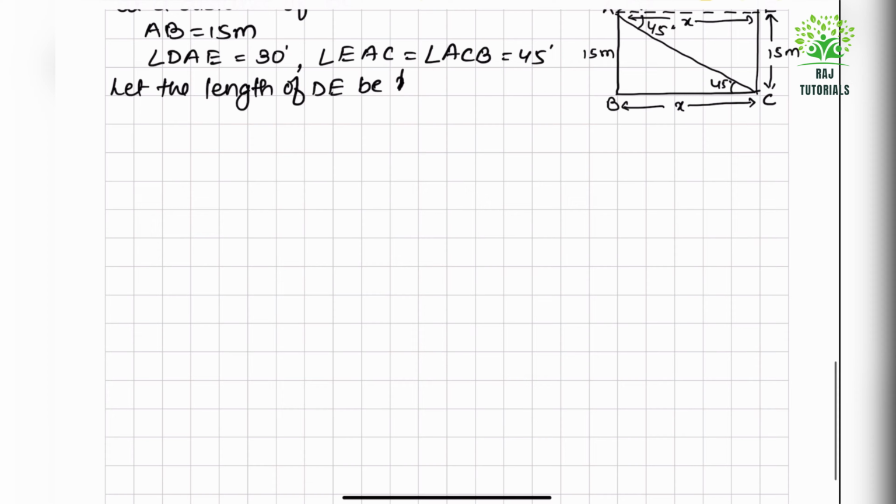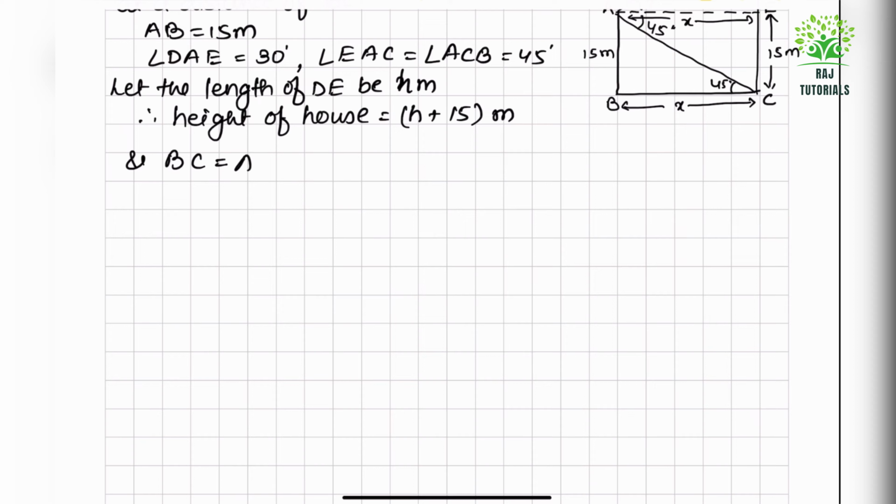Now let the length of DE be h meter. Therefore height of house will be h plus 15 meter, and BC equal to AE equal to x meter.